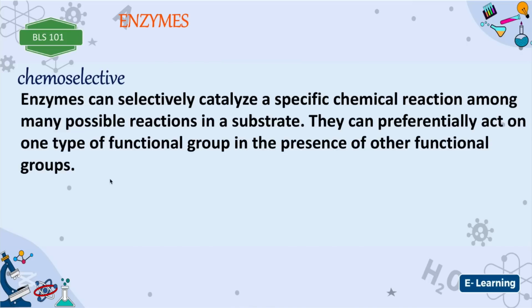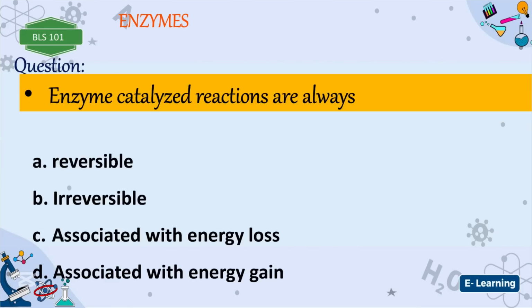They're chemoselective. Now, enzymes can selectively catalyze a specific chemical reaction among many possible reactions in a substrate. Different reactions can be taking place, but enzyme may only catalyze just one reaction. Are you getting it? They can preferably act on one type of functional group in the presence of other functional groups. You say they are what? Chemoselective.